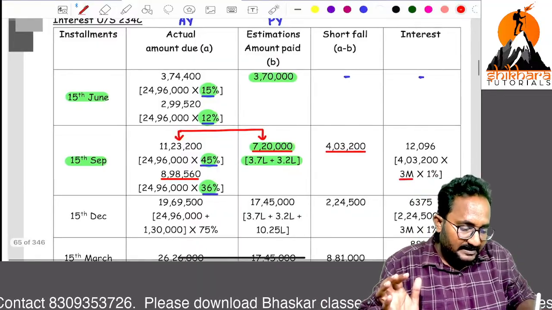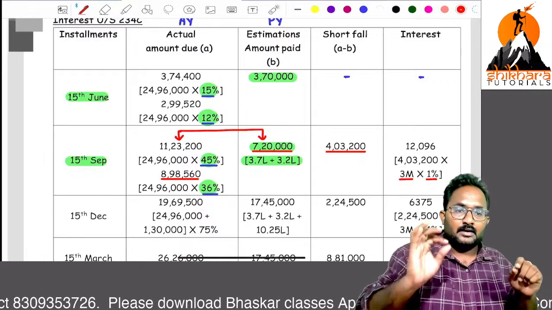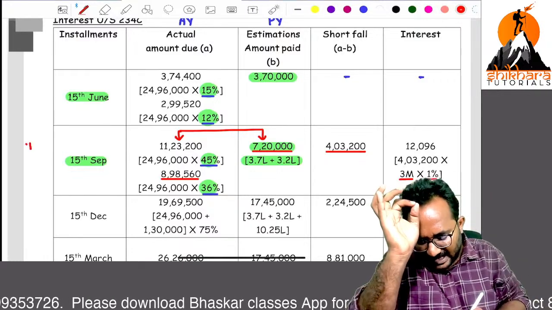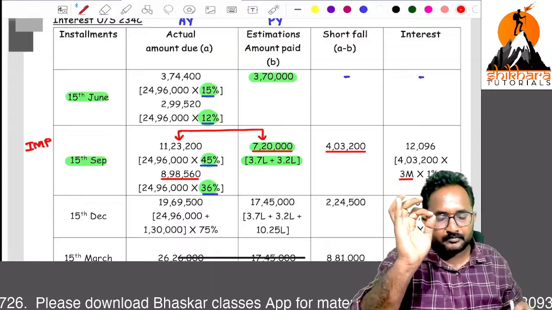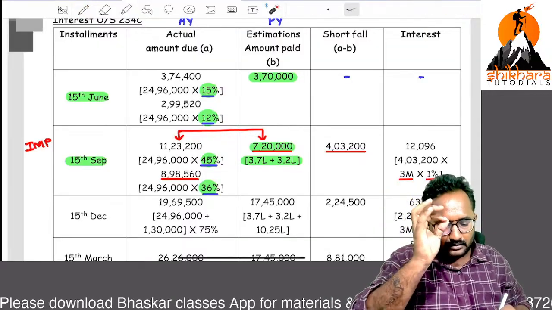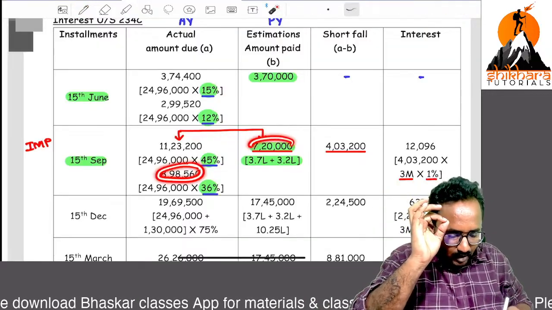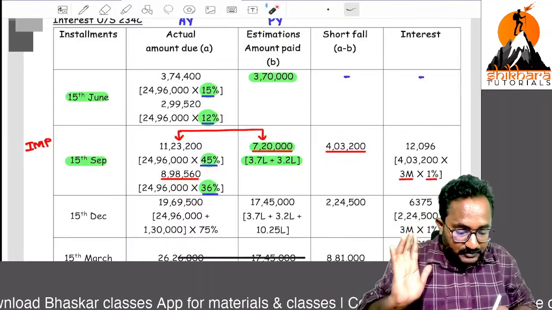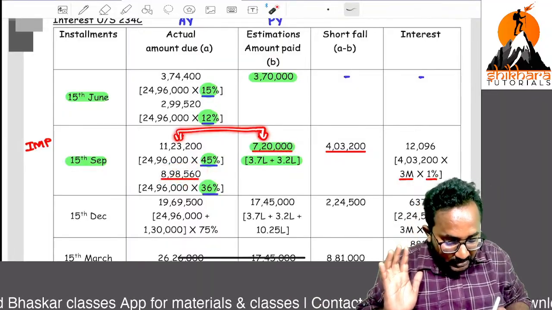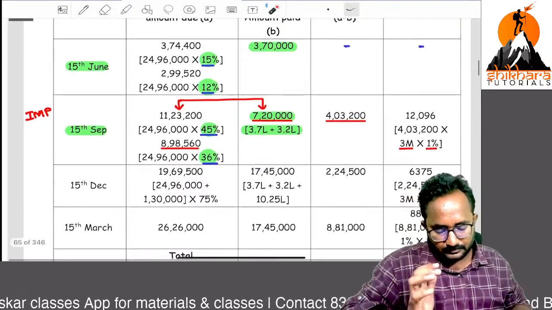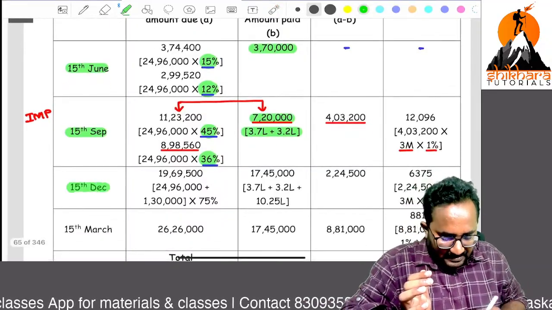On this, 1% for how many months? 3 months. This is a very important point you should remember. For knowing whether a shortfall is there or not, yes, you can compare. What is the amount of the shortfall? The difference between these two only is the shortfall. Clear? Next, 15th December.